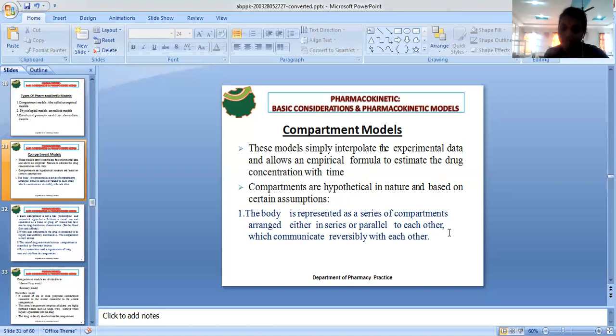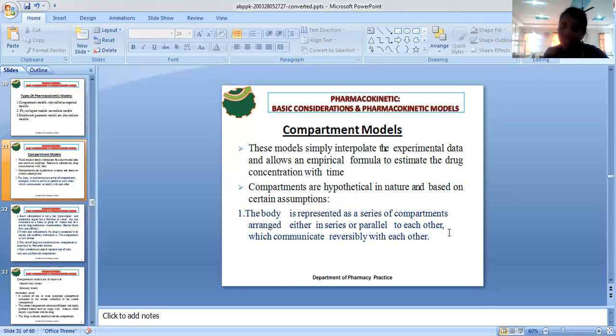Here the assumption is that the body is composed of a number of compartments. As I discussed, a compartment is nothing but a group of tissues. Depending upon the number of tissues present in our body, the whole body is composed of a number of compartments. That arrangement can be either in series, that means the compartments are joined side by side, or in a line, or otherwise parallel to each other.